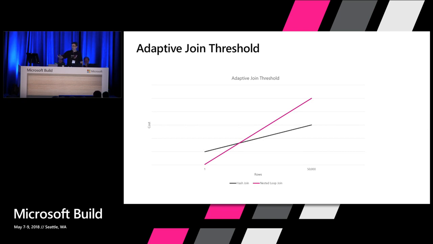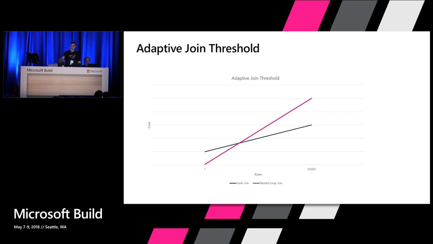So if you look at the x-axis, you're going to see its rows. On the y-axis, you're going to see its cost. And notice, and on this screen it looks a little bit pink, notice the nested loop join. You see that it's, in terms of cost on the y-axis, lower for the lower number of rows. So there's no startup cost.